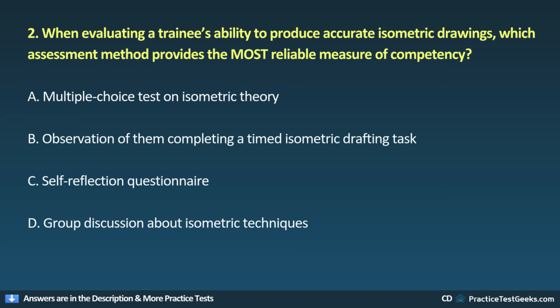2. When evaluating a trainee's ability to produce accurate isometric drawings, which assessment method provides the most reliable measure of competency? A. Multiple choice test on isometric theory. B. Observation of them completing a timed isometric drafting task. C. Self-reflection questionnaire. D. Group discussion about isometric techniques.